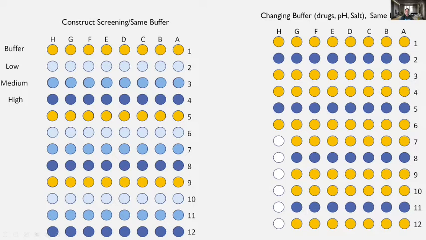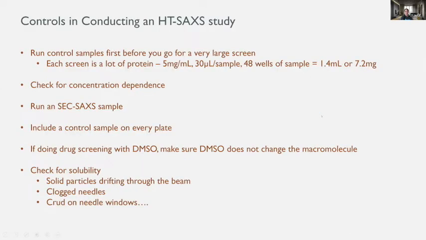So you put buffers on either side, and then you have your drug mixture or your pH and salt screen somewhere in there. All right, so here are some controls in conducting a high throughput SAXS study.